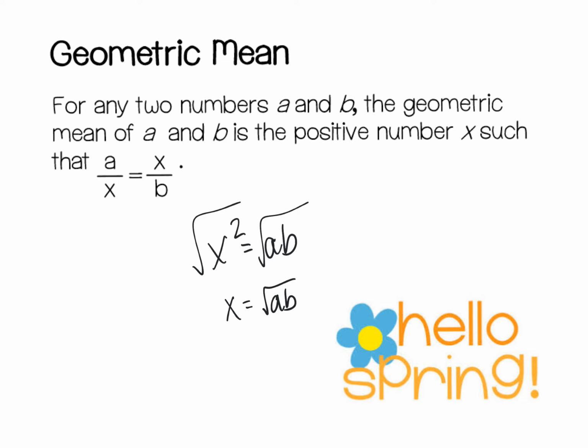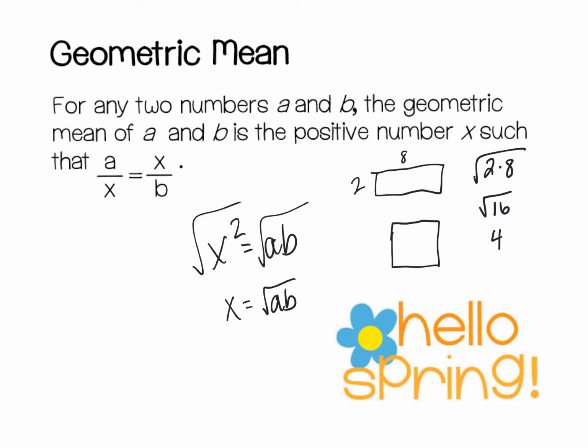Here's where the geometric mean really comes from. Think about if I had a rectangle that's 2 by 8. The geometric mean would say I would take 2 times 8 and take the square root of that. So that would be the square root of 16, or 4. So I can then create a square that is 4 by 4, and it ends up having the same area as the original.